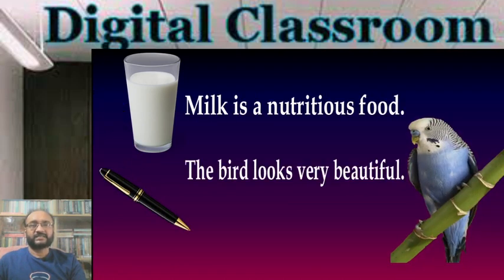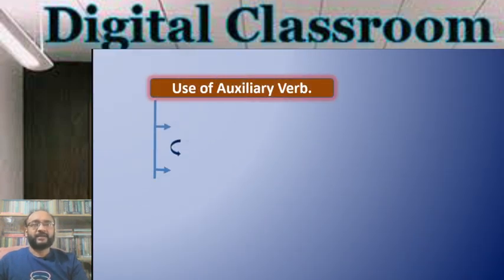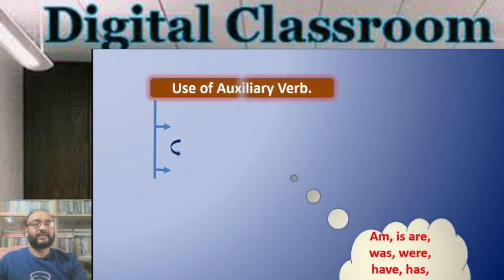So there are more sentences. Milk is a nutritious food. So is is also a verb and it is present indefinite tense. The world looks very beautiful. So third person singular number s/es, looks, it's present indefinite tense. And I have a fan, have means own, occupy, so it's also present indefinite tense. Is, looks, have, all of them are present indefinite tense. But you have to remember the use of auxiliary verb.